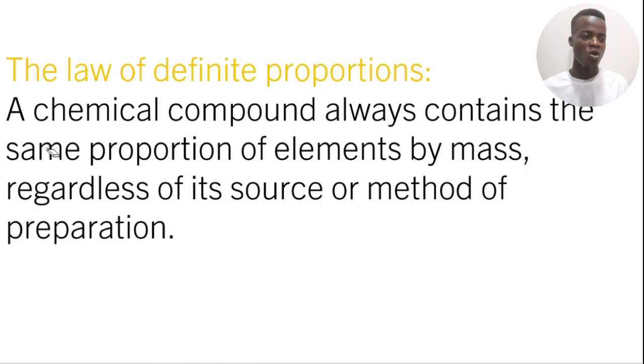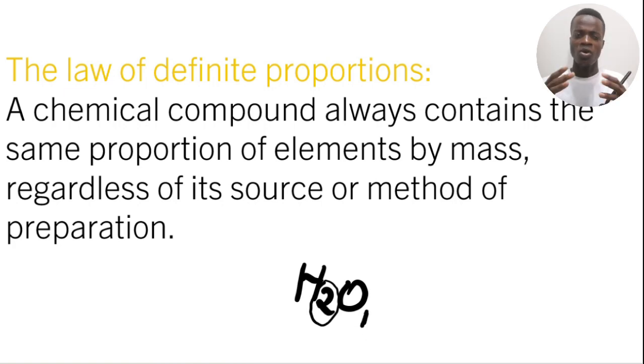The next one is the law of definite proportion. It says that a chemical compound always contains the same proportion of elements by mass, regardless of its source or method of preparation. So we all know water, right? Water is H2O. You can see that there are 2 hydrogen and 1 oxygen. Water needs to come in the form H2O: the oxygen should be 1 and hydrogen should be 2.